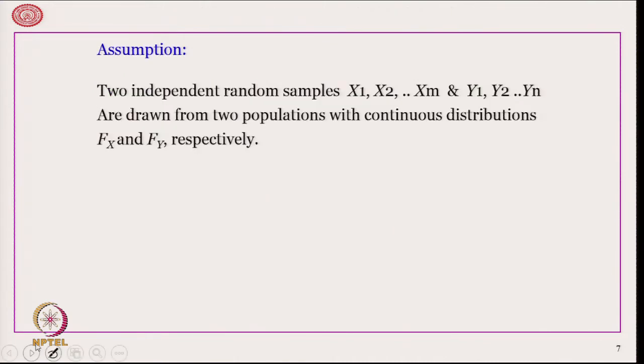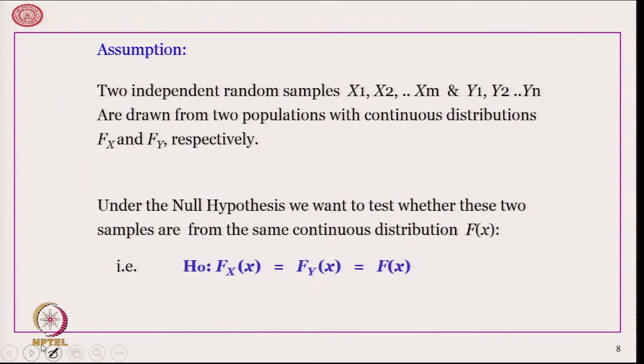The assumption is that we have taken two independent random samples, x1, x2, ..., xm from one population and y1, y2, ..., yn from another population, and essentially we want to see whether the corresponding cumulative distribution functions, that is F_X and F_Y, are the same or not. That is what we want to test. The only important assumption is that they are continuous. Under the null hypothesis, we want to test whether they have the same distribution, that is F_X(x) equals F_Y(x) equals F(x), which is unknown, for all x belonging to R.